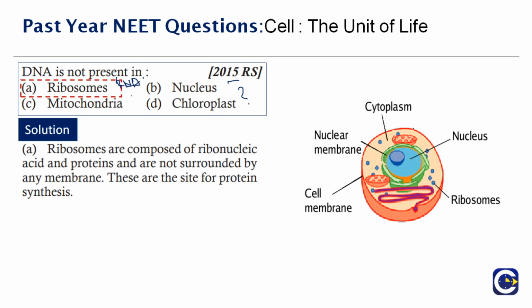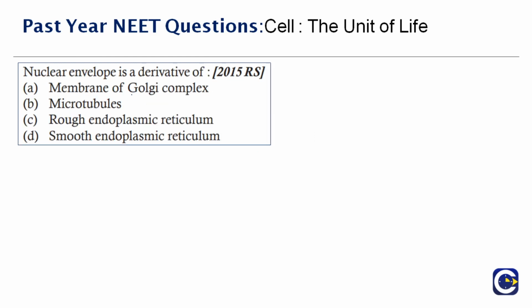Okay, clear? Now let's move to the next question. This question was asked in the year 2015. Nuclear envelope is a derivative of dash. We already saw what a nuclear envelope does. Nucleus has a double membrane. We all saw it in the earlier slide. The nuclear membrane is a double membrane composed of an outer and an inner phospholipid layer. That is for the protection. Why do they have a phospholipid layer? It is for the protection.